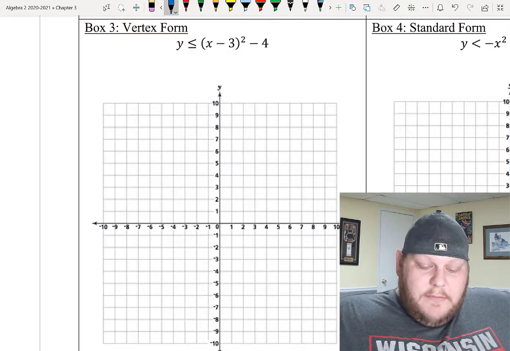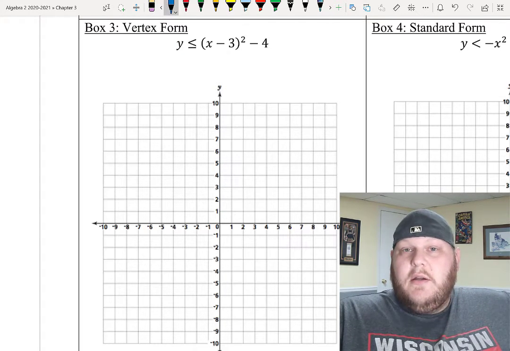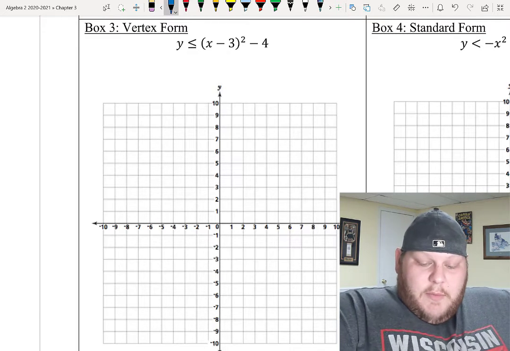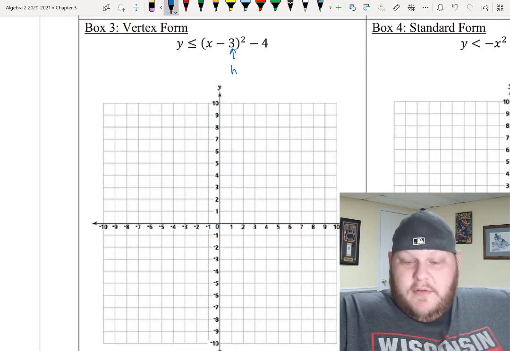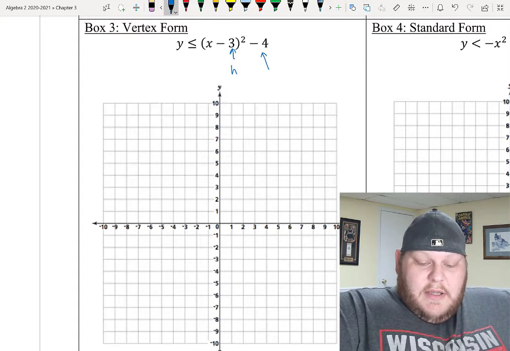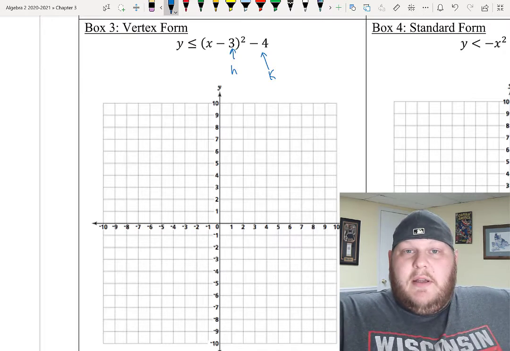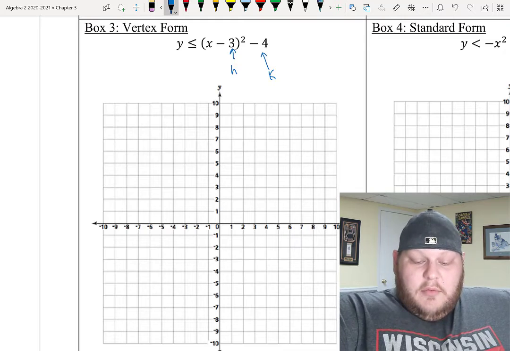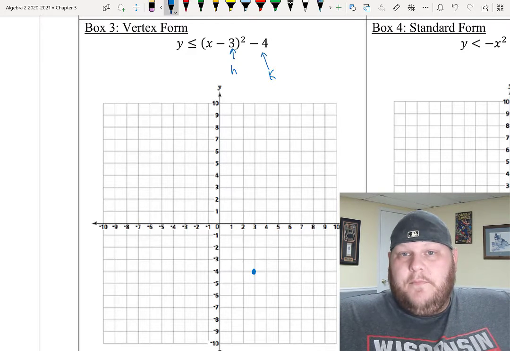So for box 3, we're looking at y is less than or equal to (x minus 3) squared minus 4. This is in vertex form. Remember, this is your h, which is your x value for the vertex. This is your k, which is the y value for your vertex. Remember, inside is always opposite. So in this case, my vertex happens at (3, -4). So that point right there is my vertex.